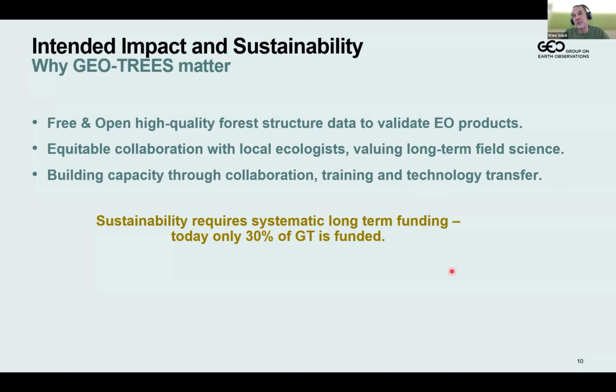Very important for us is the equitable collaboration with the local ecologists. So we build on existing teams, or we specifically look for teams that are working in these countries, and we support them in their work, because this is for us the only way we can support a sustainable process and a true partnership with these countries. And finally, the third important pillar is building the capacity through collaboration, training, and technology transfer, and really trying to build a community where we do not have forest ecology sitting on one side and Earth observation people on the other side, but really bringing these people together to benefit from both ends.